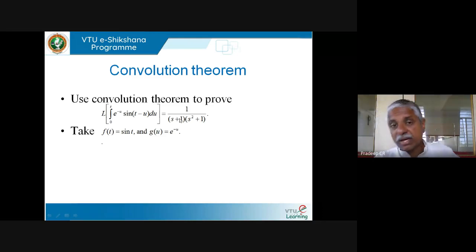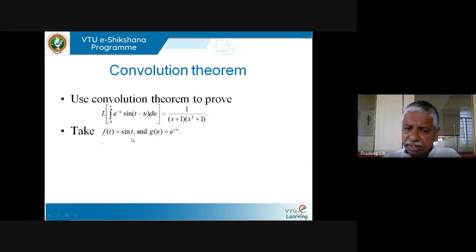One is 1 by s plus 1, another is 1 by s square plus 1. 1 by s plus 1, I know how to take its inverse Laplace. It's very easy, e power minus u or e power minus t. And 1 by s square plus 1 is also very easy, sine t, since Laplace of sine t is 1 by s square plus 1. So basically, I am trying to find the inverse Laplace of these two functions whose product happens to be the right hand side, and those inverse Laplaces are what I will consider as functions. f(t) is sine t and g(u) is e power minus u. You can take g(t) equal to e power minus t, it doesn't matter.